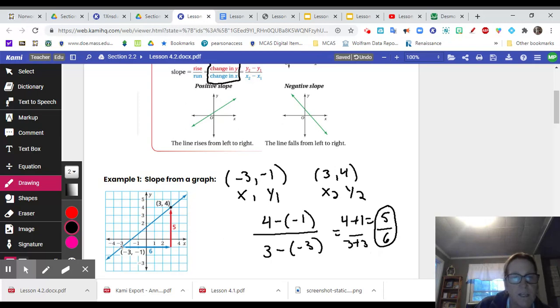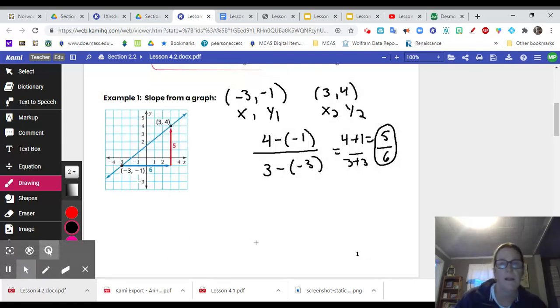And notice here, they labeled it and put the numbers here. I just want to be absolutely clear. This is not 5 because 1, 2, 3, 4, 5 boxes. It is 5 because the difference between 4 and -1 is 5. This is 6 because the difference between 3 and -3 is 6.